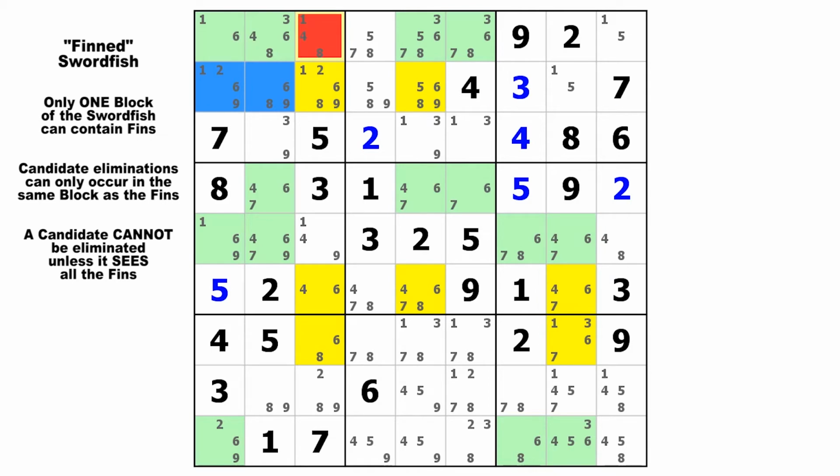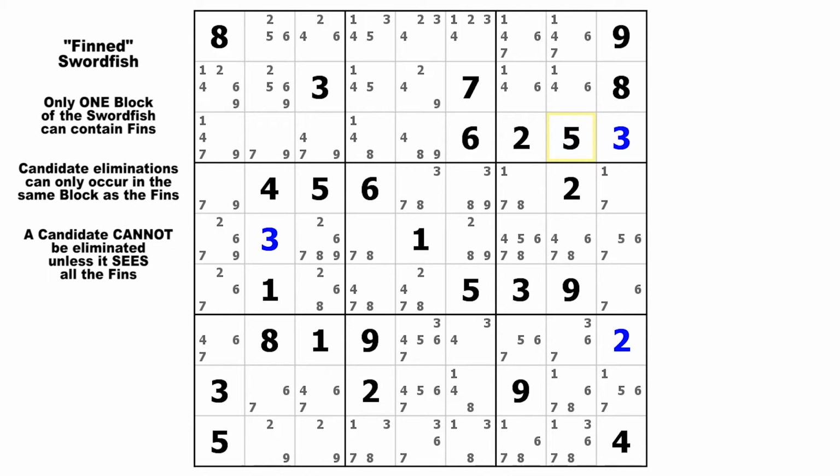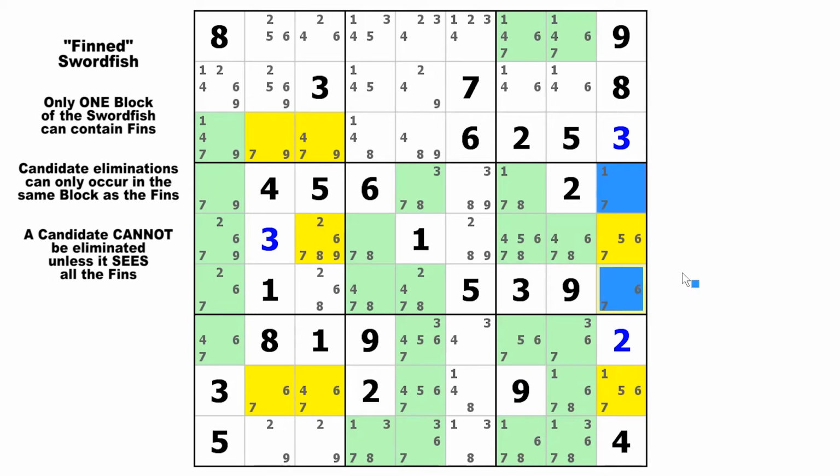Okay, next one. Here let's take a look at candidate 7, and this time the base sets will be in the columns: column 2, column 3, and column 9. Now you've got 2 fins on either side of that base candidate, which means you can eliminate these 2 candidate 7s out of row 5 because the base sets are in the columns.